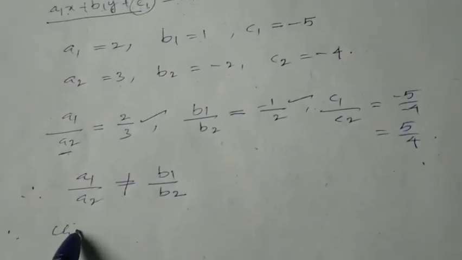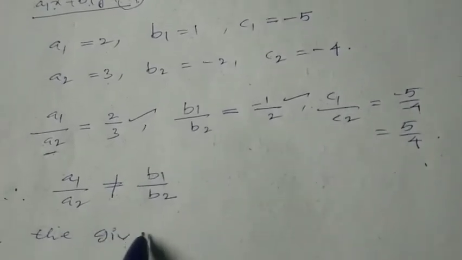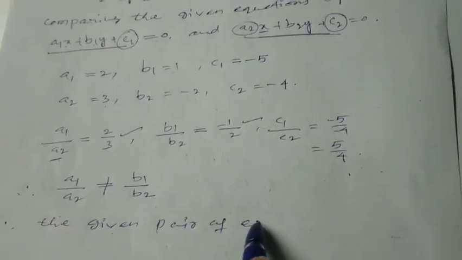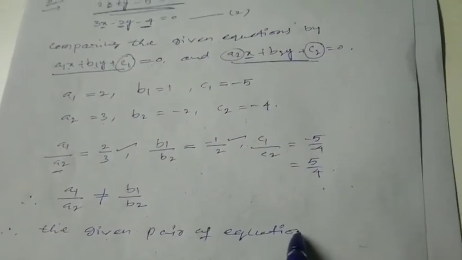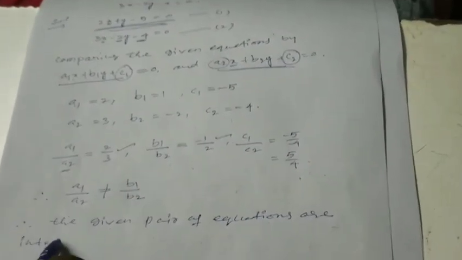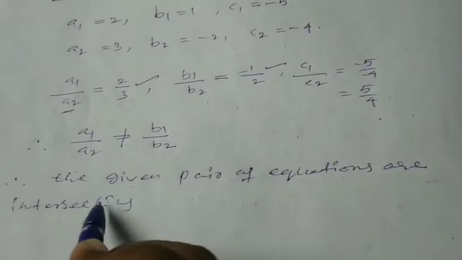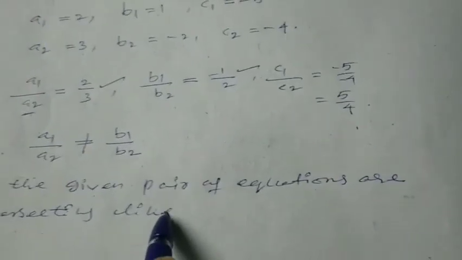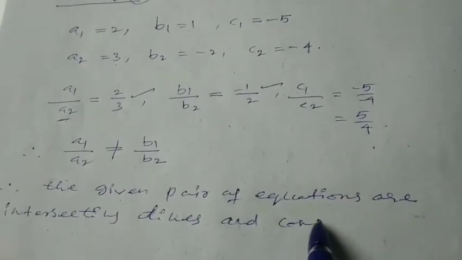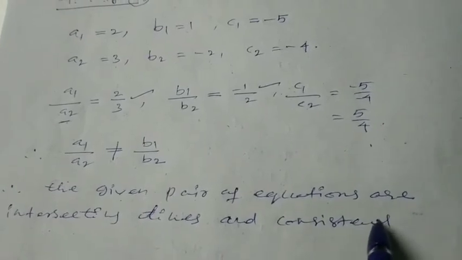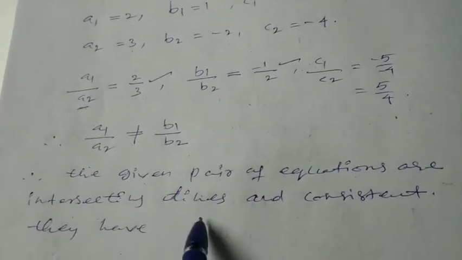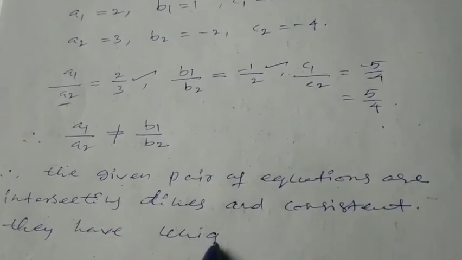Therefore the given pair of equations are intersecting lines and consistent. They have a unique solution.